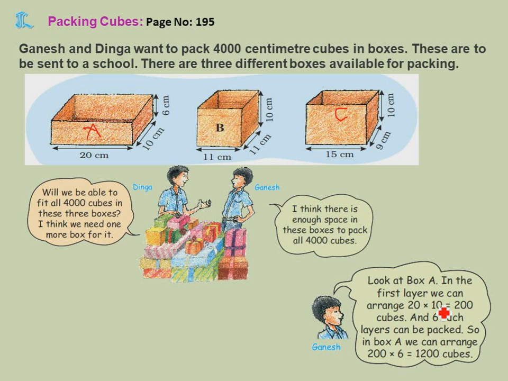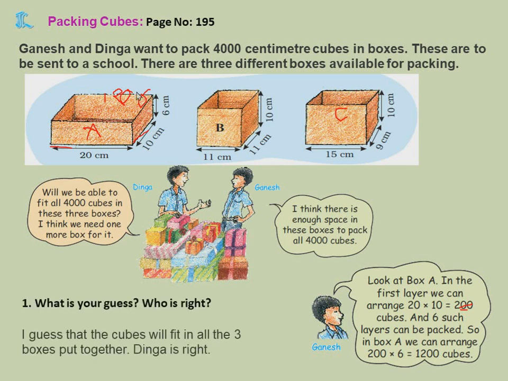In the first layer, we can arrange 20 into 10. On the bottom layer, first, how many can you arrange? 20 centimeters this side and 10 centimeters this side. So 20 into 10 is equal to 200. 200 cubes. And how many such layers can be arranged? What is the height of this? 6. So 200 into 6, that is 1200. So in this one box only I am able to arrange 1200 cubes. So 3 boxes are there. So definitely we can do it. That is what Ganesh is saying.